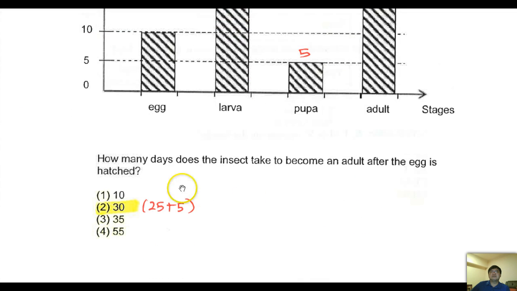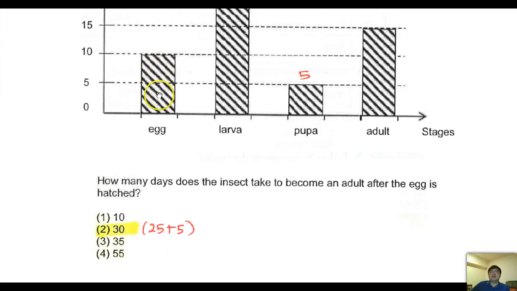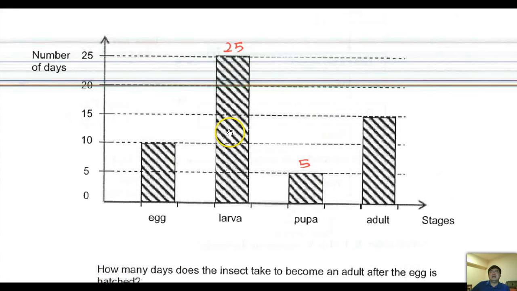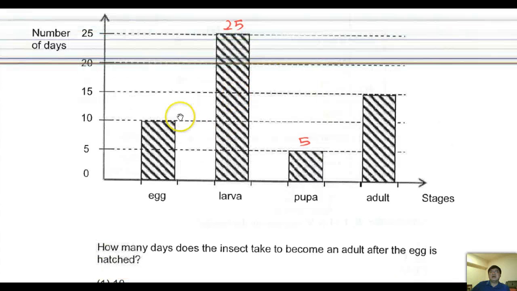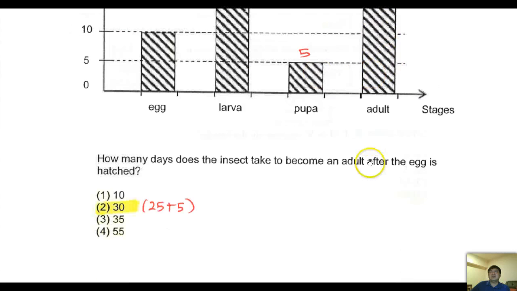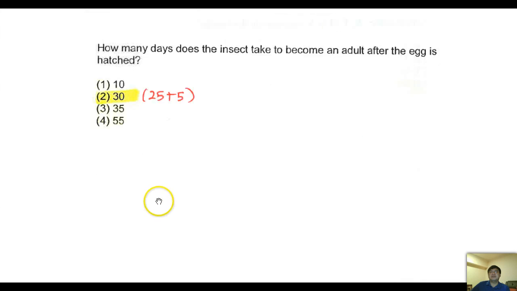Now let's take a look. How many days does the insect take to become an adult after the egg is hatched? Means after it is hatched, right? It would not include the egg stage, okay? Then later on, after it's hatched, it lives as a larva and it lives as a pupa. Okay, so 25 plus 5 is 30. Hatch, live for 30 days, became an adult. So this is the one. Next.